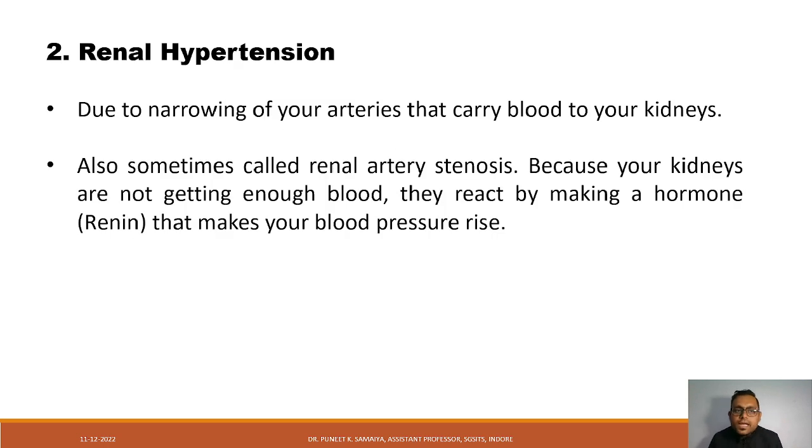Now the second one is renal hypertension. Renal means kidney. So the hypertension which is associated with kidney disorder is known as renal hypertension, and it is a secondary type of hypertension. Here a medical condition is there, that is a stenosis in the arteries which provide blood to the kidneys. As a result, due to renal artery stenosis, the kidneys do not get enough blood, and they respond to this medical condition by releasing a hormone, renin, which raises the blood pressure.